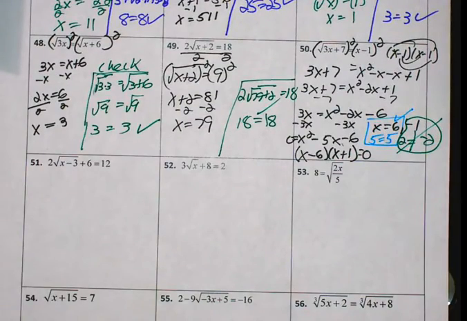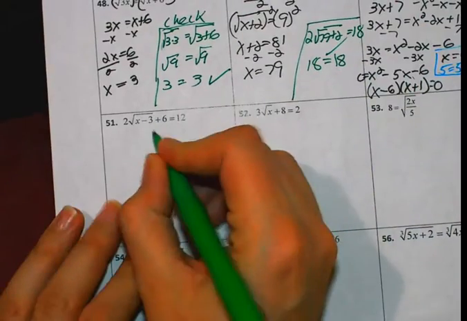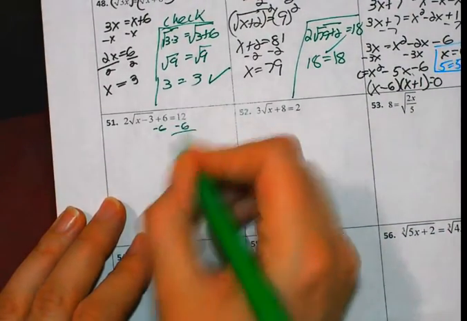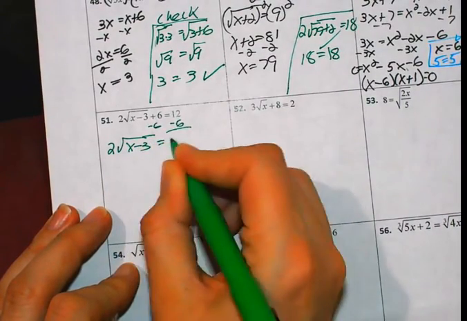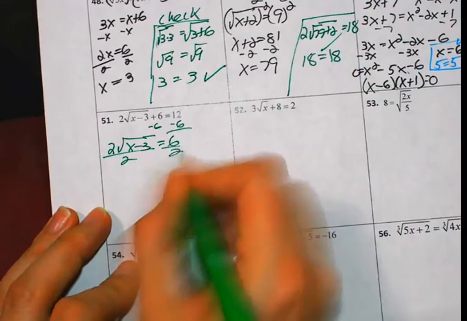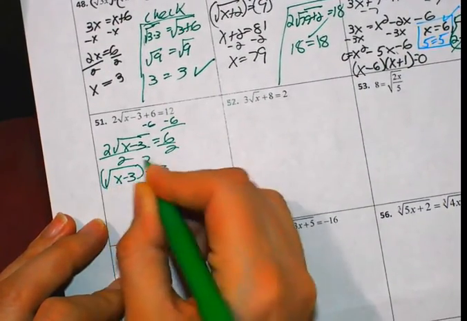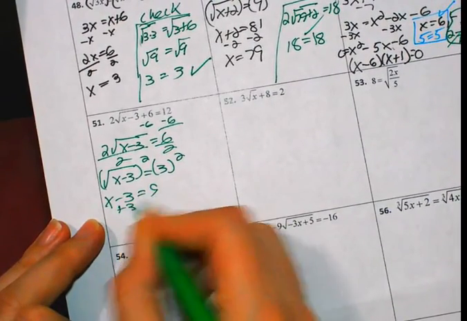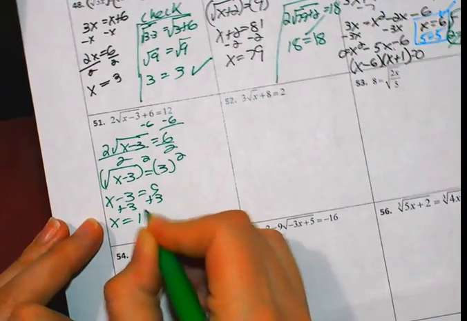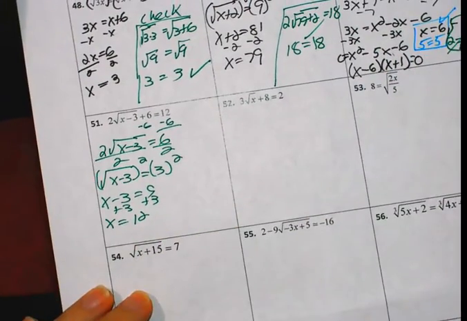Let's keep going. Number 51, isolate and check. I'm going to start to go a little faster. Minus 6, 2 square root of x minus 3 equals 6, divided by 2. Square root of x minus 3 equals 3. Square both sides. x minus 3 equals 9, plus 3. x equals 12. Okay, let's go ahead and check that.